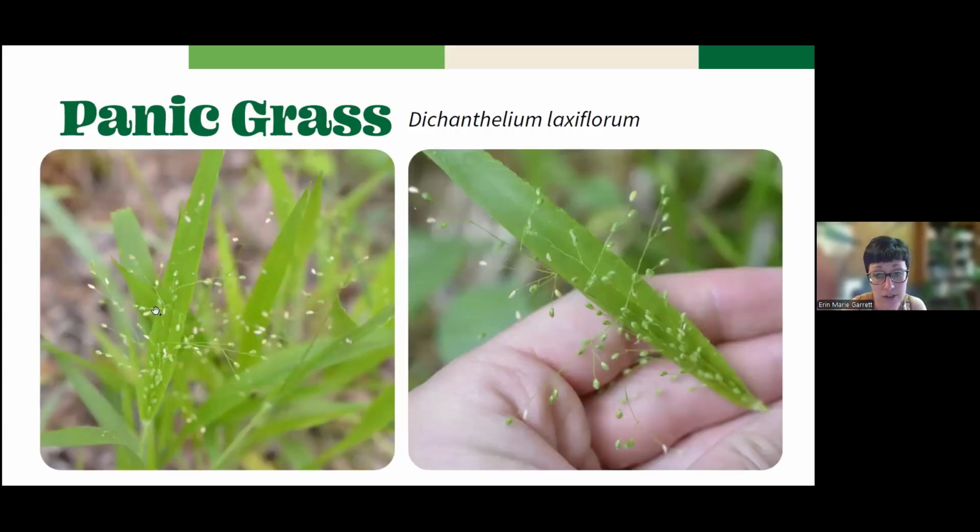And then a couple pictures of it in bloom. Again, it's a cool season grass, so it'll bloom early in the spring. I usually miss it in bloom, but it has this panicle with those small round spikelets.